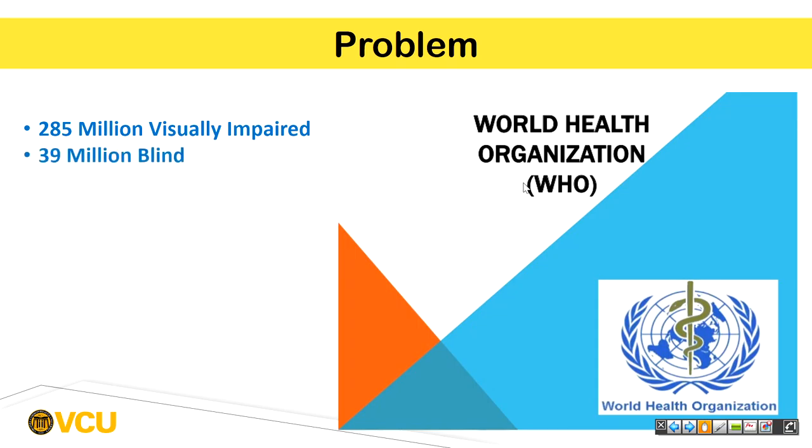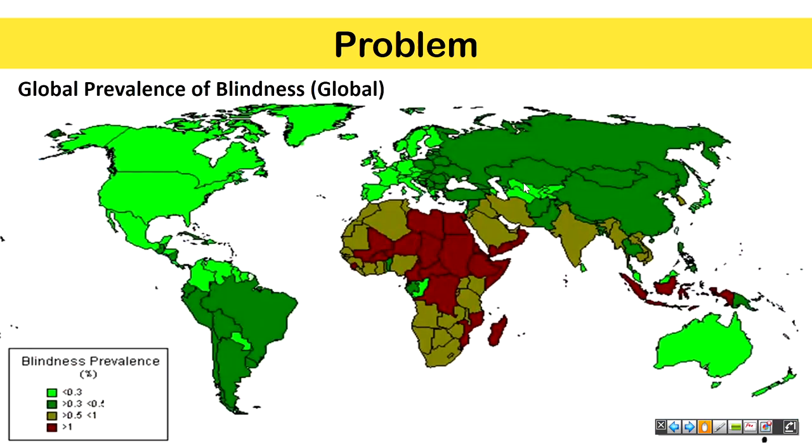First, let's talk about the problem. According to the World Health Organization, in the world, there's about 285 million visually impaired people, of which 39 million are blind. This means that someone in the world goes blind about every 5 seconds, and almost 90% of the visually impaired population live in low-income settings.